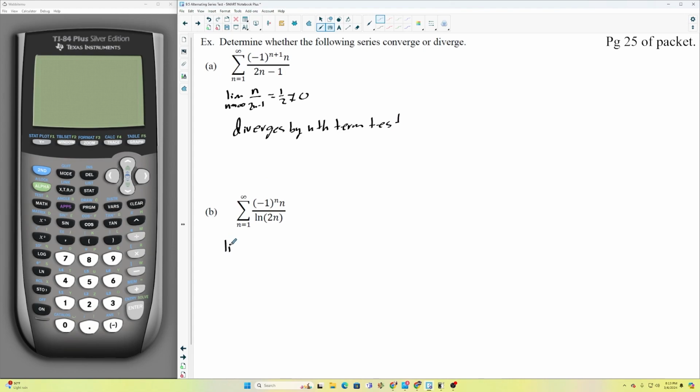Here we have the limit as n approaches infinity of n over natural log of 2n. Well, here we have the natural log of 2n, and that's n. So this is headed to infinity, which is not 0. So again, we can say it diverges by the nth term test and not by the alternating series test.